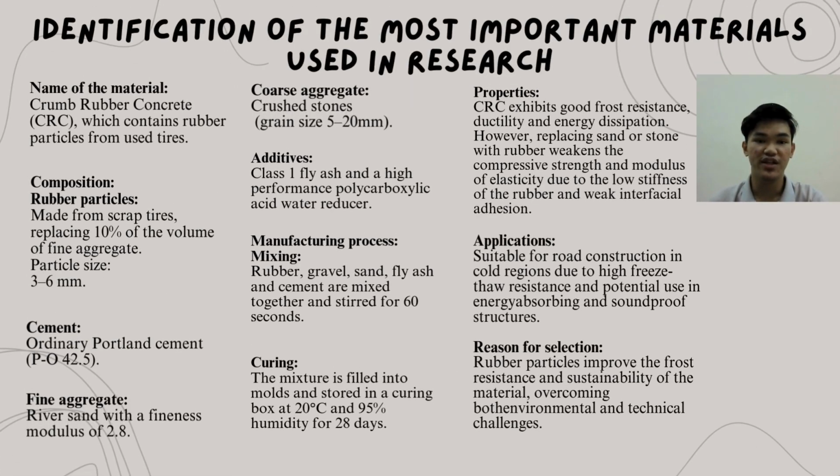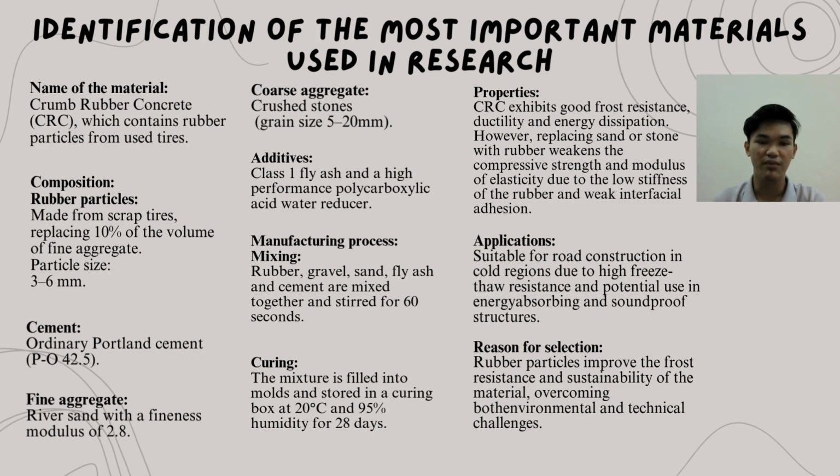Secondly, identification of the most important material used in the research. Name of material: crumb rubber concrete (CRC), which contains rubber particles from used tires. Composition: rubber particles made from scrap tires, replacing 10% of the volume of fine aggregate. Particle size: 3 to 6 mm.